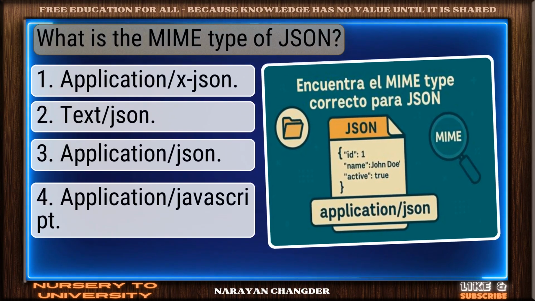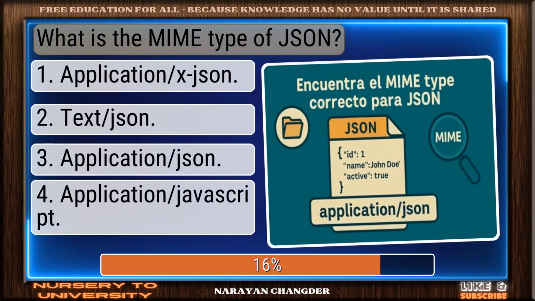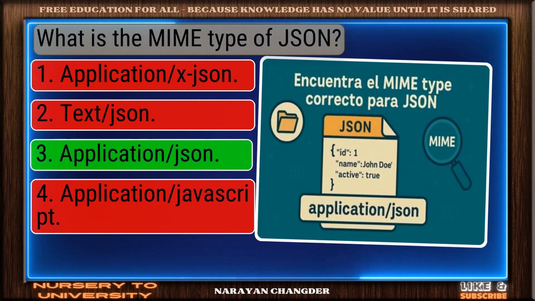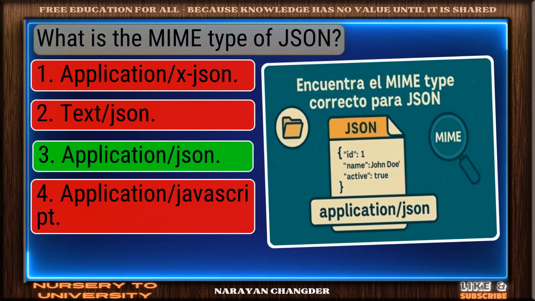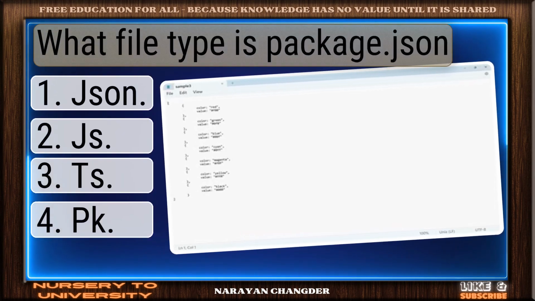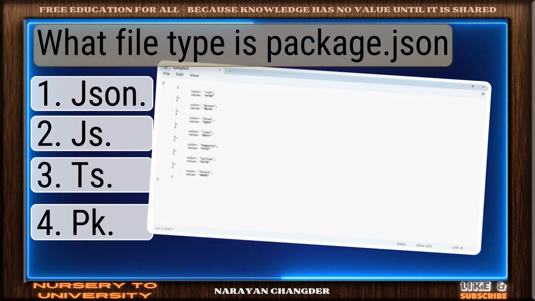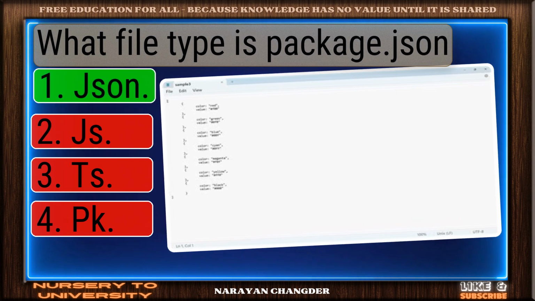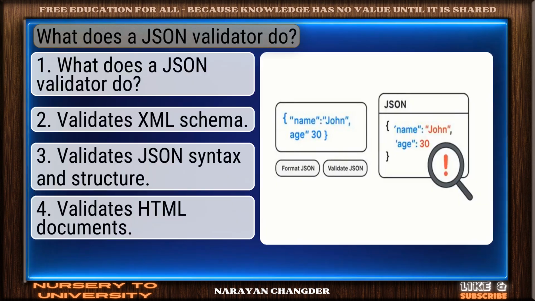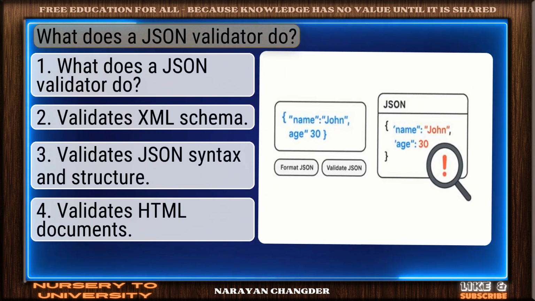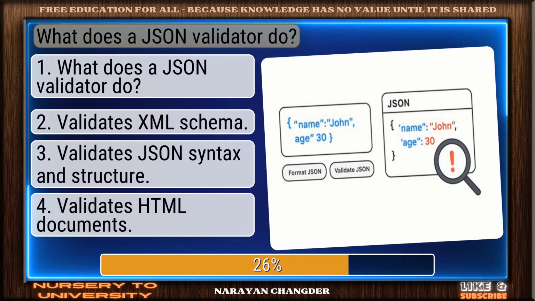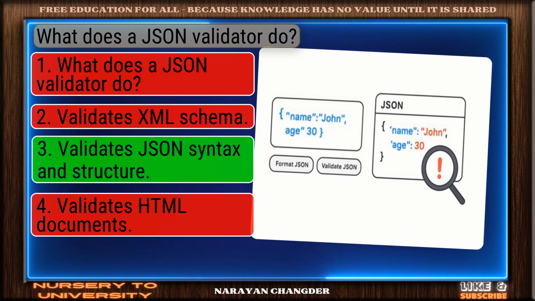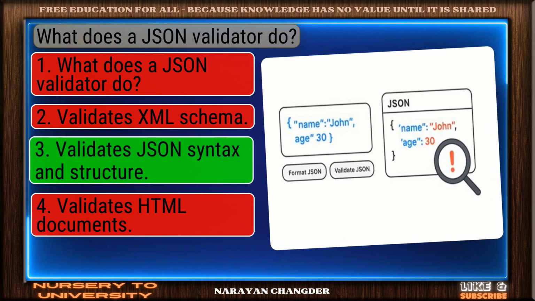Question number 67. What is the MIME type of JSON? Nice selection. Application/JSON is the correct and valid answer. Question number 68. What file type is package.json? Good job. Your answer, JSON, works well here. Question number 69. What does a JSON validator do? On track. Validates JSON syntax and structure is the correct answer.